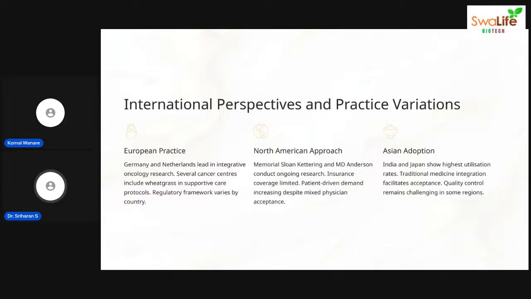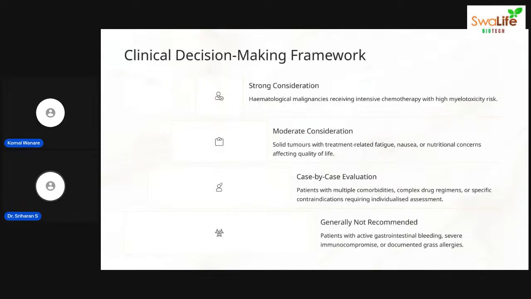And for Asian adaptation, in India and Japan, wheatgrass has a high traditional significance. They are also doing research, but they have some quality control challenges, due to climatic changes and geographical location. So this is the international perspective of wheatgrass practice. Next, the clinical decision-making framework.